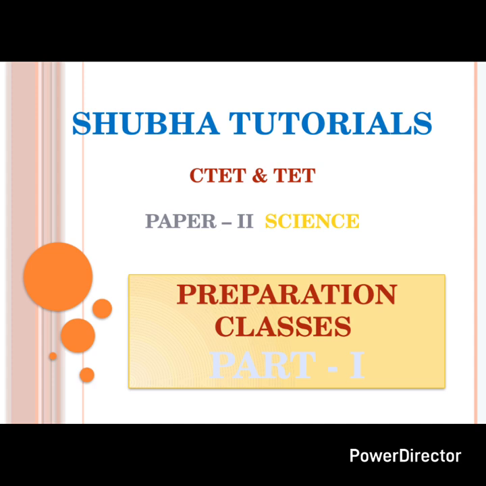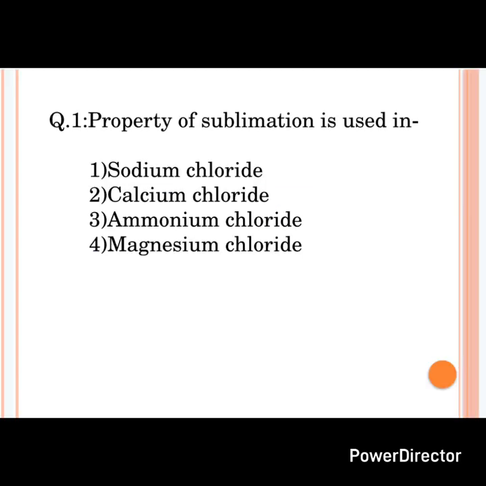This class includes questions belonging to CTET, TET, GPSTR, HSTR and other competitive exams also. So here we are mainly looking at Part 2, Paper 2 of Science. This is the first class, Part 1 of this series. Now let us start. The first question here is: property of sublimation is used in.